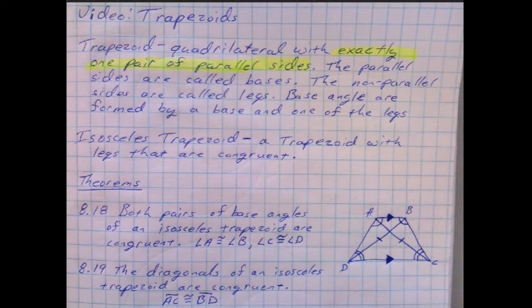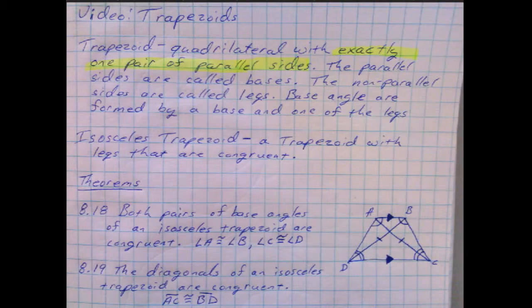Welcome back. So today we're talking about trapezoids. A trapezoid is another type of quadrilateral, but this time it has exactly one pair of parallel sides. The parallel sides are called bases, and the non-parallel sides are called legs. So similar to a triangle, we have legs and bases, but for a trapezoid we have two bases.